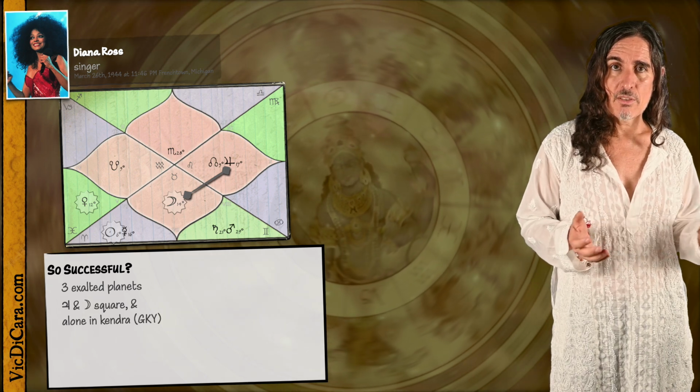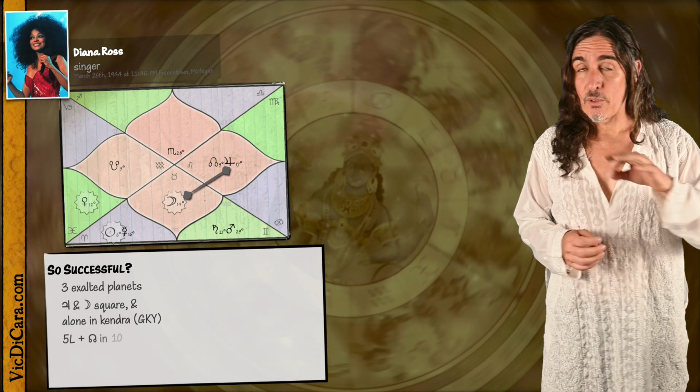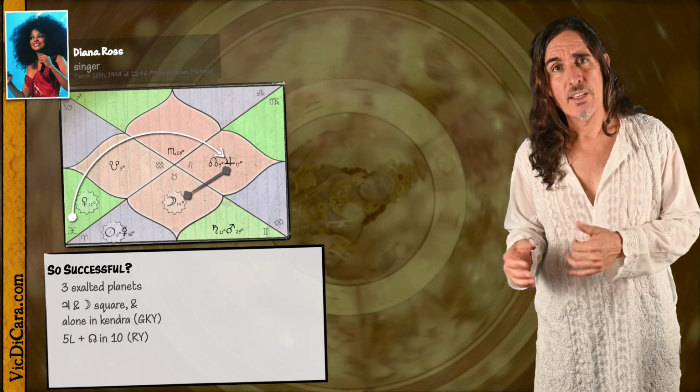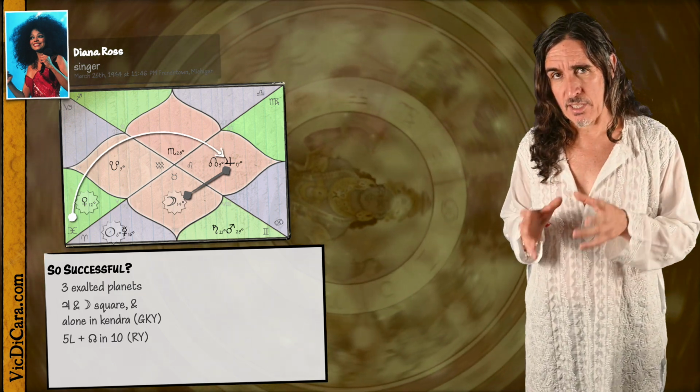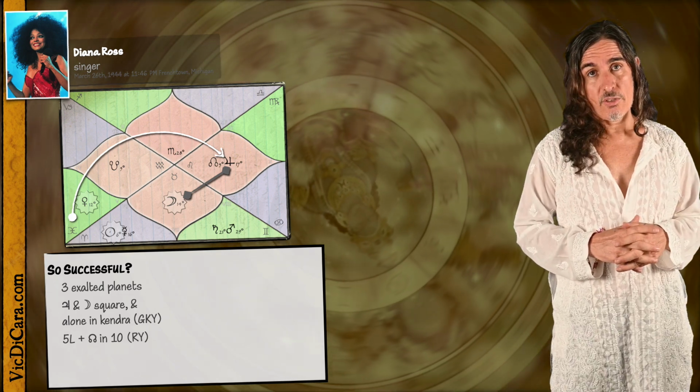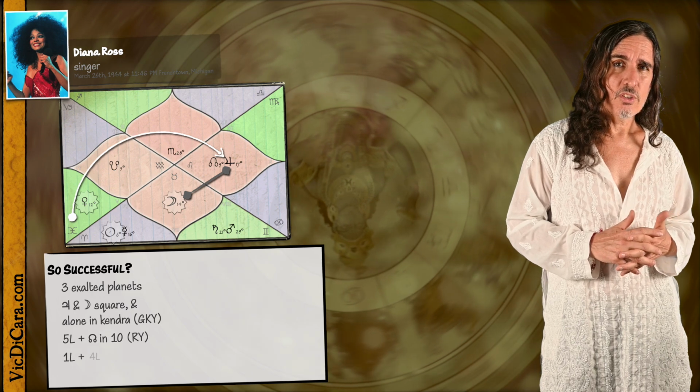Then she has the 5th Lord in the 10th house, right? Because she's got Jupiter in Leo in the 10th house. But that 5th Lord in the 10th house is with a node, and that also forms Raja Yoga. And Raja Yoga is very essential for becoming famous and successful. That's not the only Raja Yoga she has. Her 1st Lord joins the 4th Lord.